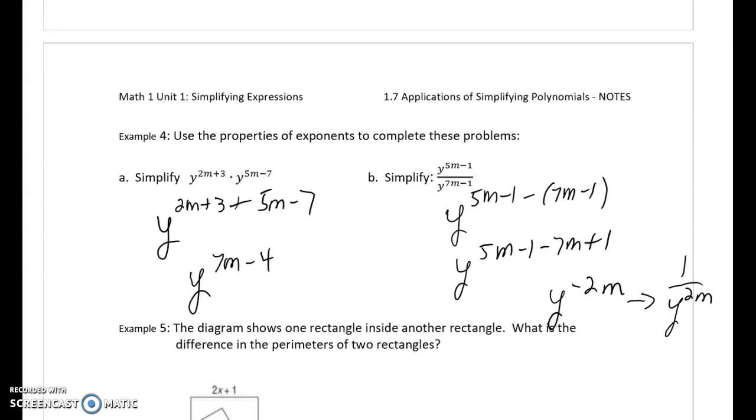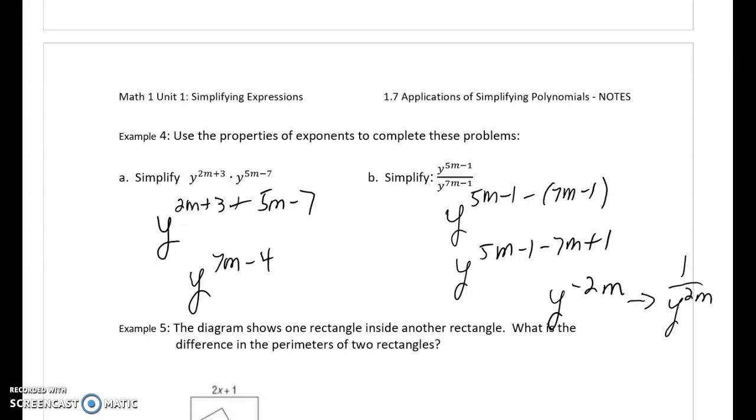Okay, so for part A, when we are multiplying the same base, the rule is we keep the base and we add the exponents. When we're multiplying the same base, we keep that base and we add the exponents. So here, the exponents are algebraic expressions, so that means we are combining like terms to get our new exponent for this base.